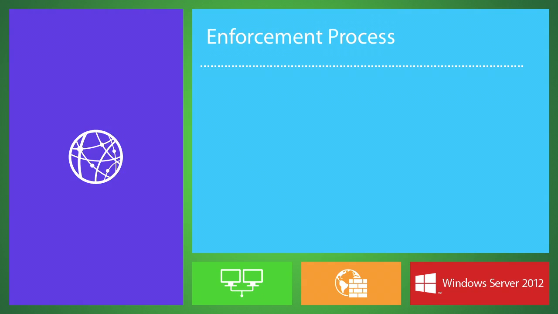The enforcement of network access protection involves an integration of both client and server in which the health of a client is evaluated and compared against the health policies created on the network policy server. Let's take a generalized look at the enforcement process before digging into a few of the more common enforcement methods.